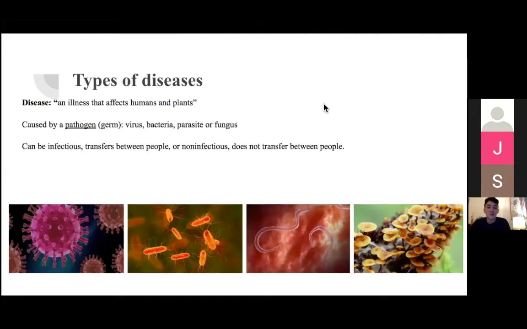All right, so first I'll be talking about types of diseases. So what is a disease? A disease is an illness that affects humans and plants. It is caused by a pathogen, which is a germ, and it comes in the form of virus, bacteria, parasite, or fungus. It can be infectious, which means it transfers between people, or it can be non-infectious, which means it does not transfer between people.